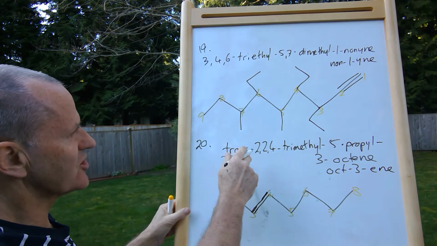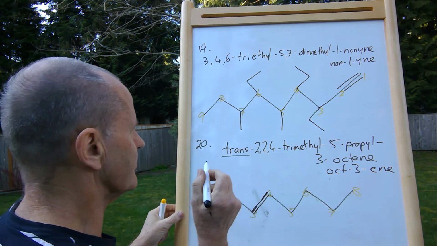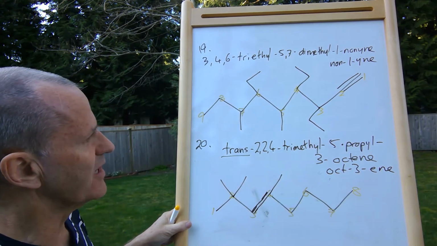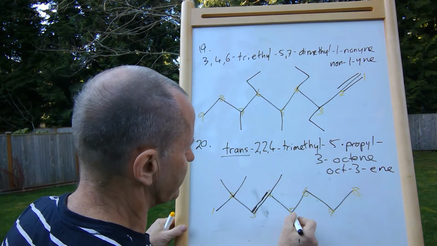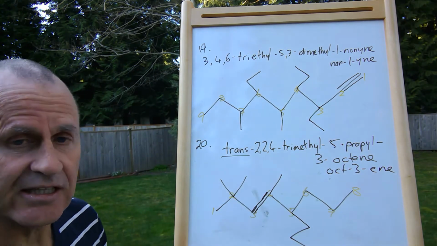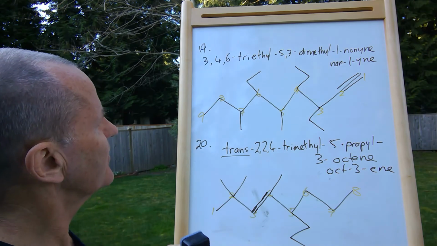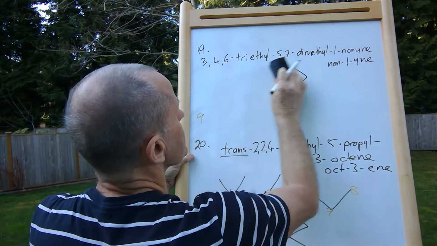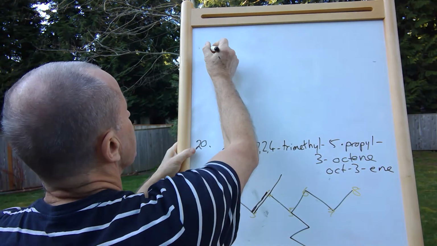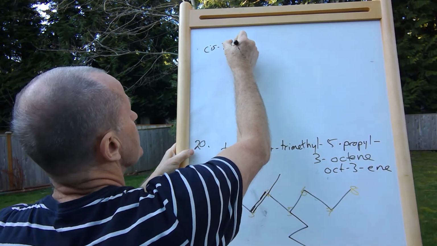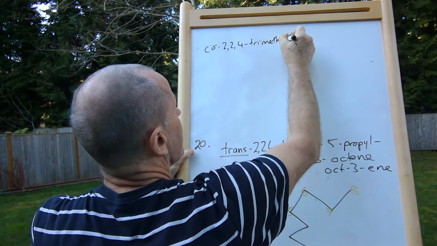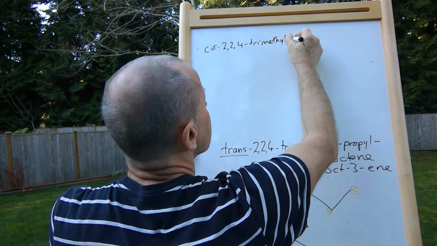But let's try 2, 2, 4 trimethyl. Here's 2, 2, 4. There's my methyl groups, and on 5 we need a propyl. 1, 2, 3. And that's my answer. That's my trans molecule. But if I were just to change this to a cis shape, because I know that's still worrying a few of you, if I were to do cis 2, 2, 4 trimethyl, was it 5 propyl?